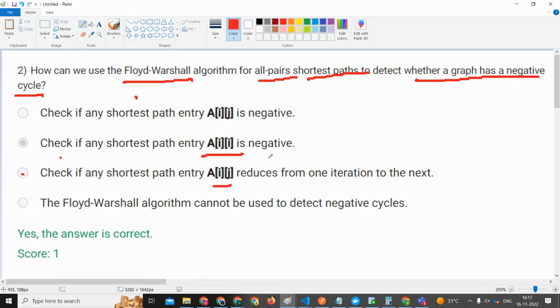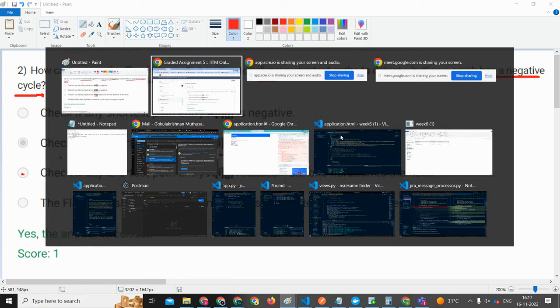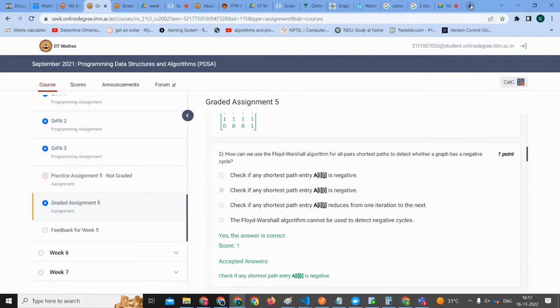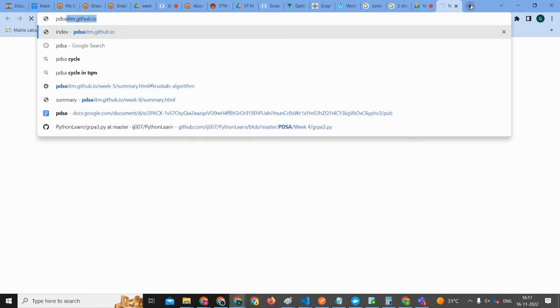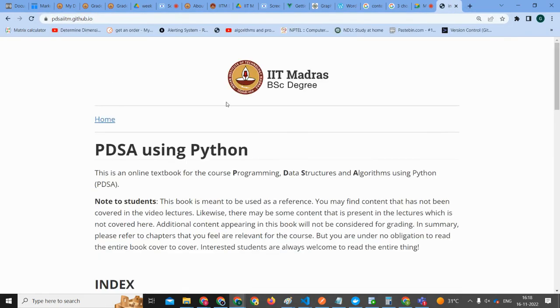The third option is wrong. When you have negative weights, the shortest path can reduce. Correct. Yes. When you have negative weights, it can reduce. But in order to know that, you need to understand how the Floyd-Warshall algorithm works.